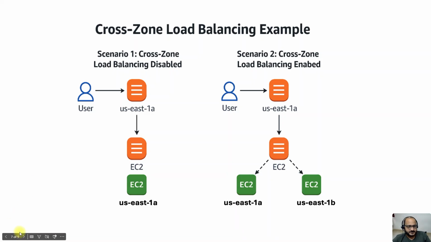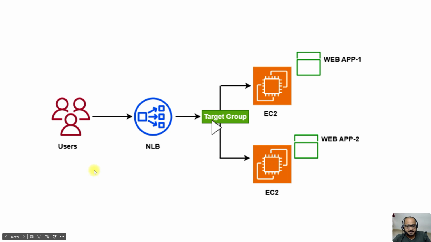So this we already discussed. This is what we are going to implement. We are going to create a network load balancer. We are going to create a target group, and we will create two EC2 instances which we will associate with this target group. On these instances we will set up nginx web applications. Then we will try to access our web application from the DNS name of the network load balancer.